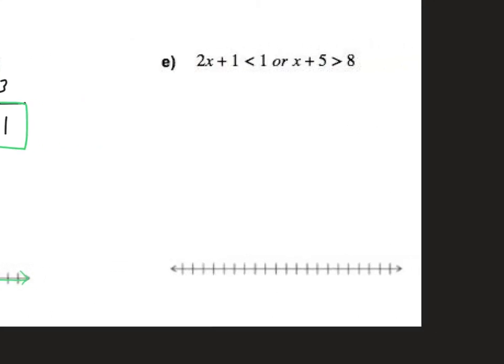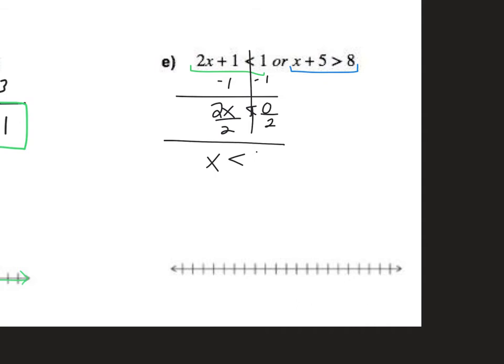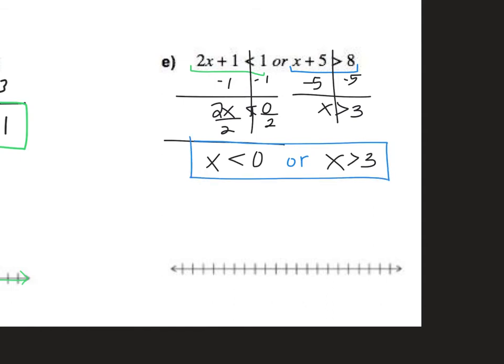All right, letter E. Again, as we look at this problem, we'll think of this as two separate problems. Our first problem and our second problem. So in our first problem here, we'll go ahead and subtract 1 from both sides, leaving us with 2x is less than 0. To get rid of times 2, we'll divide by 2, giving us x is less than 0 divided by 2 is 0. My second problem, we'll go ahead and minus 5 from both sides, leaving us with x is greater than 3. So as we look at our problem here, we have x is less than 0 or x is greater than 3, and let's plot this.